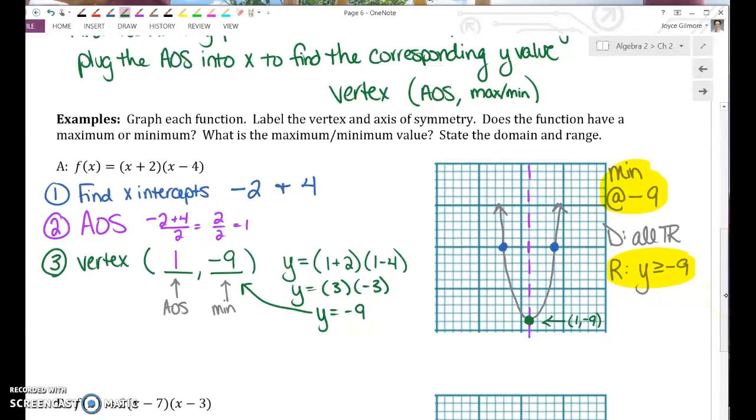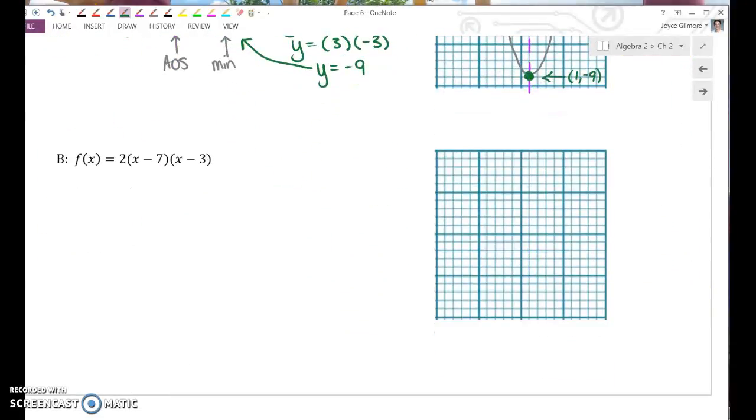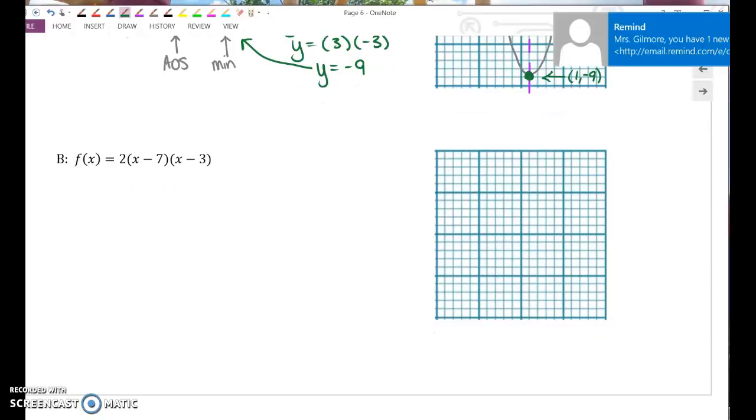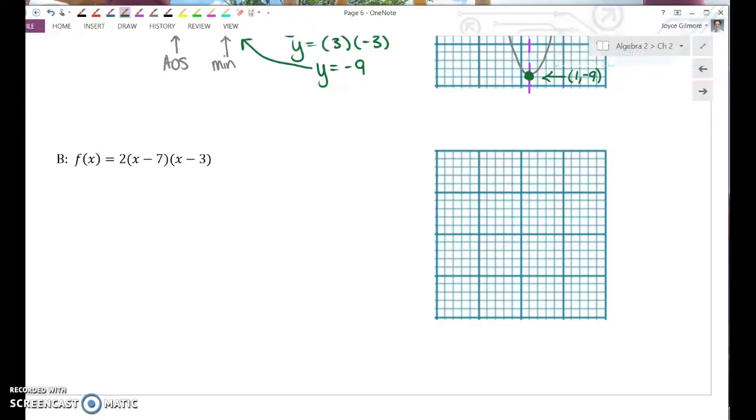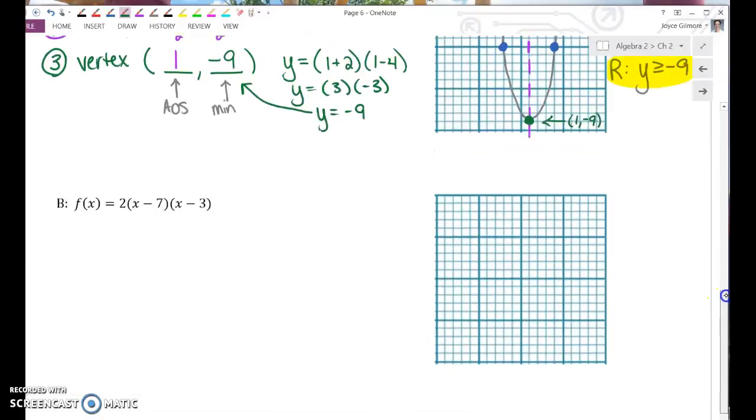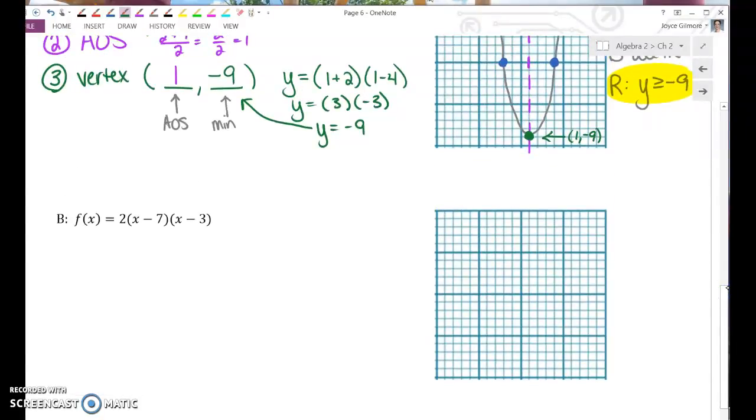All right, give example B a try on your own. Before you start, take a look at it. The 2 does not affect anything. Well, it does, but it's not going to affect how you do the problem. You do not distribute the 2. The only time the 2 is going to bother you is when you get to this step, when you plug in your x value, you will have a 2 in front of those parentheses. So when you plug a number in, think about that 2. But before then, just don't let the 2 bother you.